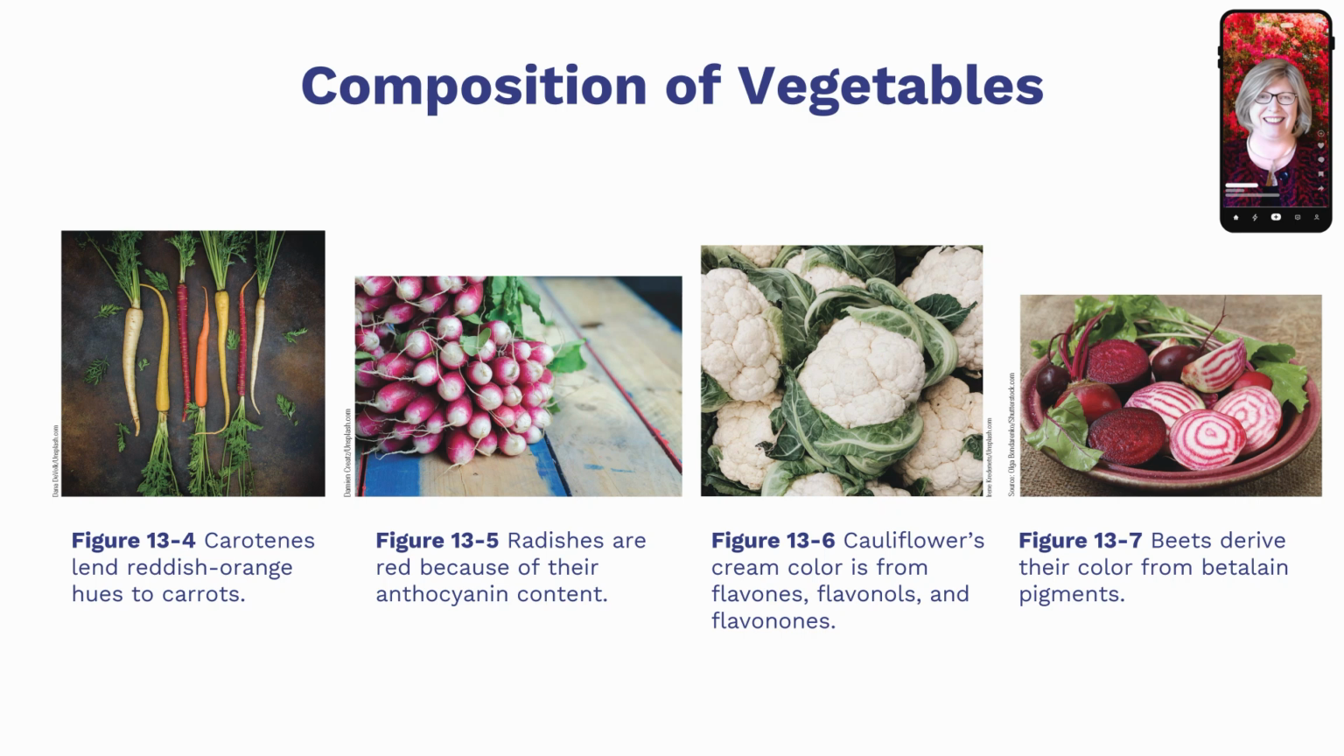Here's another example, before we go on, of some additional images of food items in the different categories. Carotenes lend reddish orange hues to carrots. Radishes are red because of anthocyanin. Cauliflower's cream color is from flavones, flavonols, and flavonones. And beets derive their color from betalain pigments. These are categories that you will want to learn.